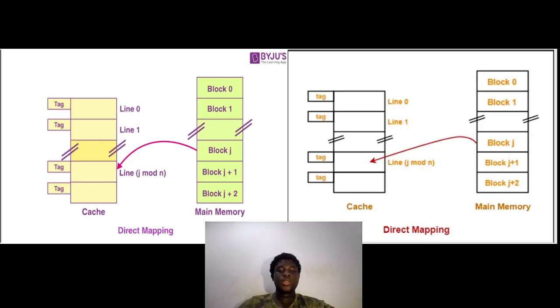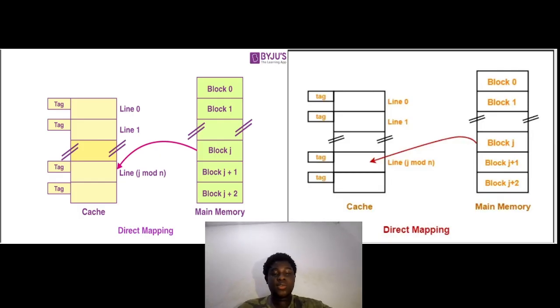Then the associative mapping is where a block of memory can be placed anywhere in the cache. So you can just map it anywhere. It doesn't necessarily mean that you must map it to section A or map it to section B. And the advantage of the associative mapping is that it is flexible and efficient, because with this one you are not restricted to a specific block. You can give it to any block.